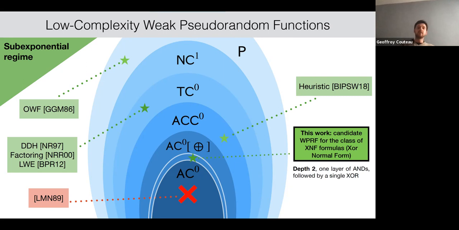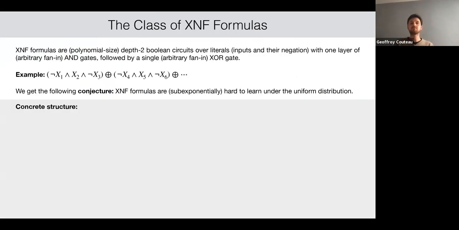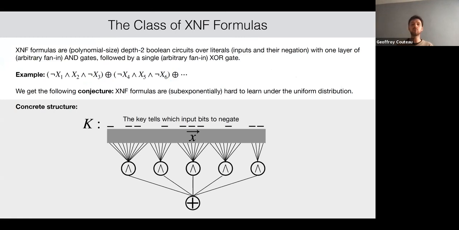So this class looks like that. And intuitively, the concrete structure of our weak pseudorandom function is as follows. You take the input, the circuit is fixed. It tells you for each subset of the bits which ANDs to compute. And then you XOR everything. The key only tells you which of the input bits to negate. In itself, it's a very interesting candidate. Independently of the pseudorandom correlation function application, I find it quite interesting that we possibly have a weak pseudorandom function with such a simple structure, just one layer of ANDs, then an XOR.